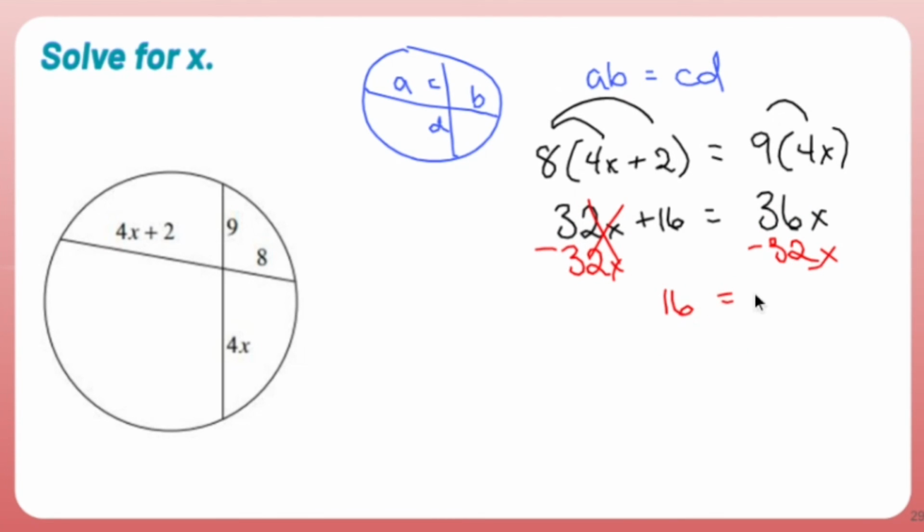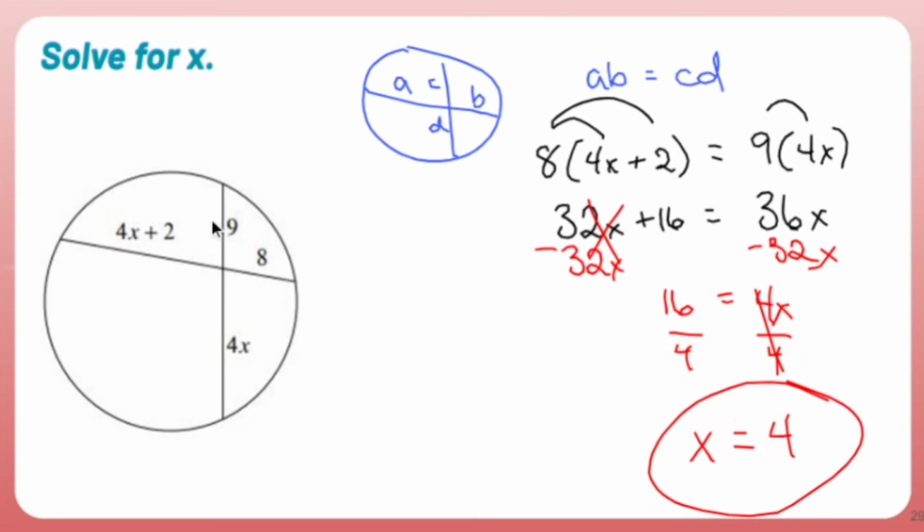That's going to equal 4x. So 16 equals 4x. Divide both sides by 4. X equals 4, and that's exactly what I'm supposed to do. So there you have it. X is 4.